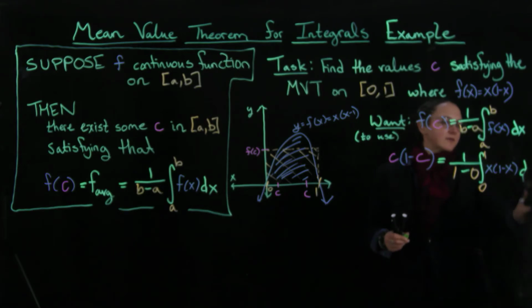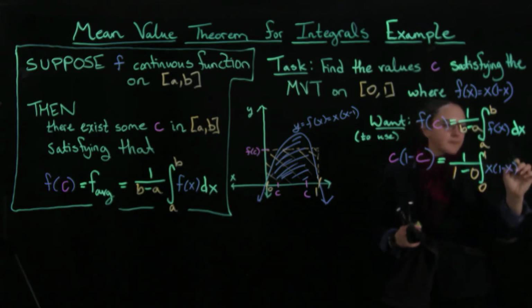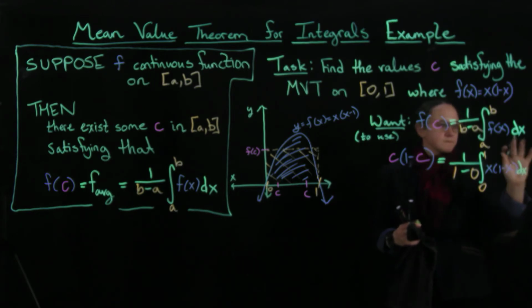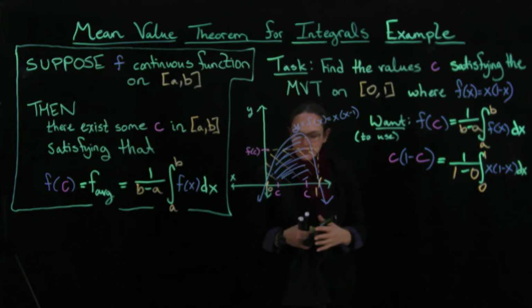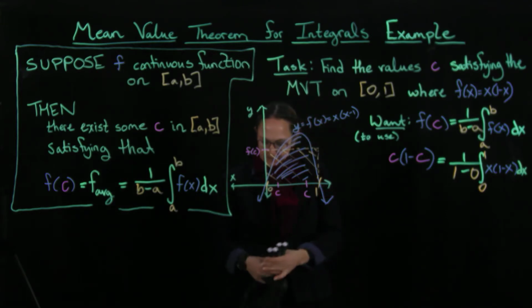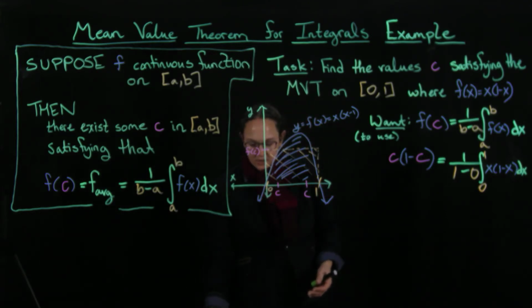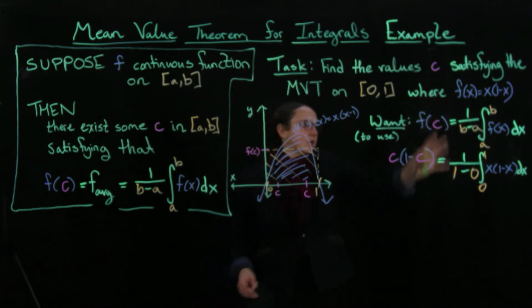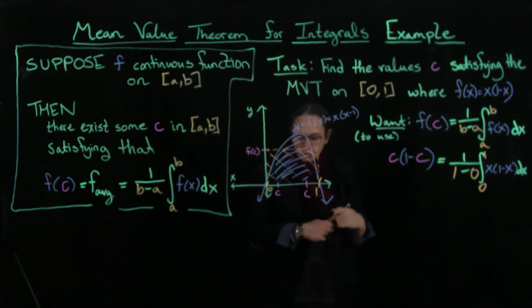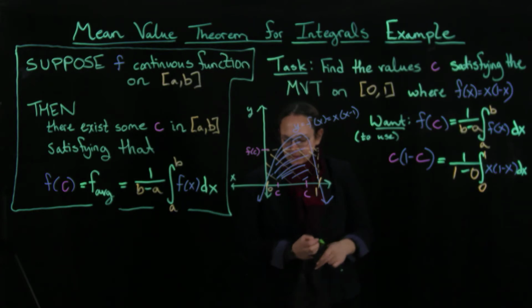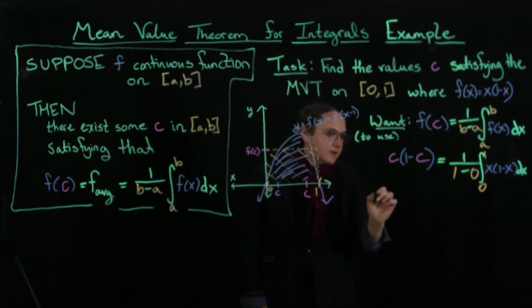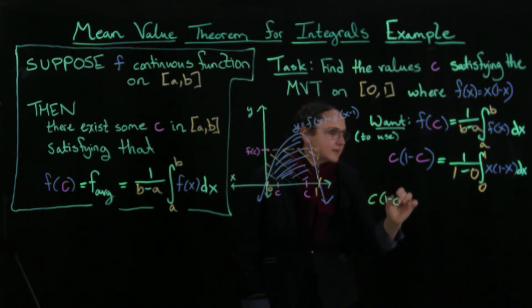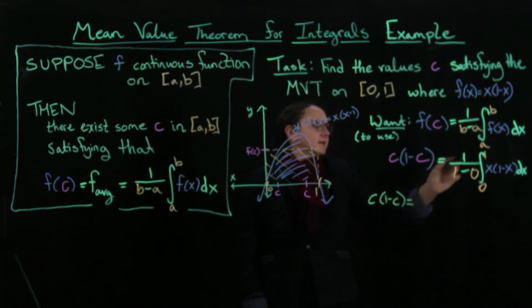Okay. And now I can go through and actually start computing these things. Now that we know what corresponded to what, I can just work through without colors. So let's just keep this over here. So I have that c times 1 minus c is going to equal, well, this ends up being 1.